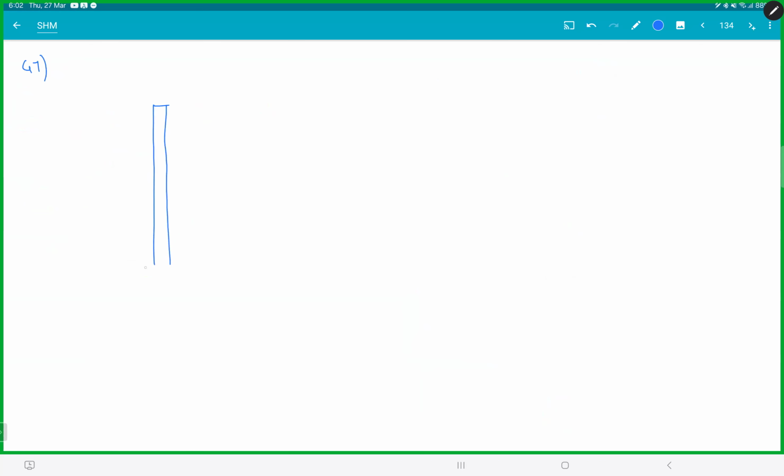We have a rod here connected to a spring. Okay, this length is L by 2. Rod is mass M and length L. And here we have a block here. This is connected to a block of mass M. Gravity is there. Initially, system is at rest.